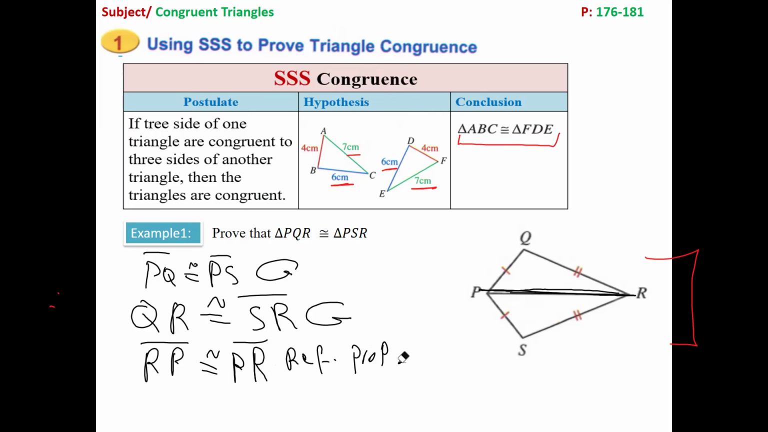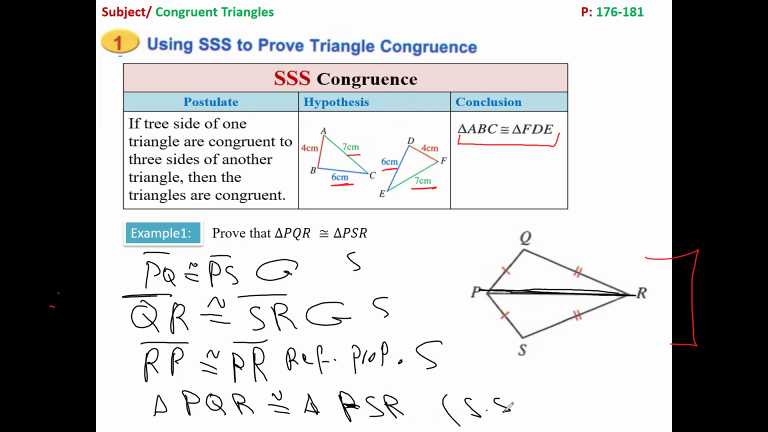Because it's the reflexive property. Now how many things did I find? I found a side, then another side, then another side. How many sides did I find? 3. So in this case I can say triangle PQR is congruent to triangle PSR. By which rule? Side, side, side. That's how you're going to prove it.